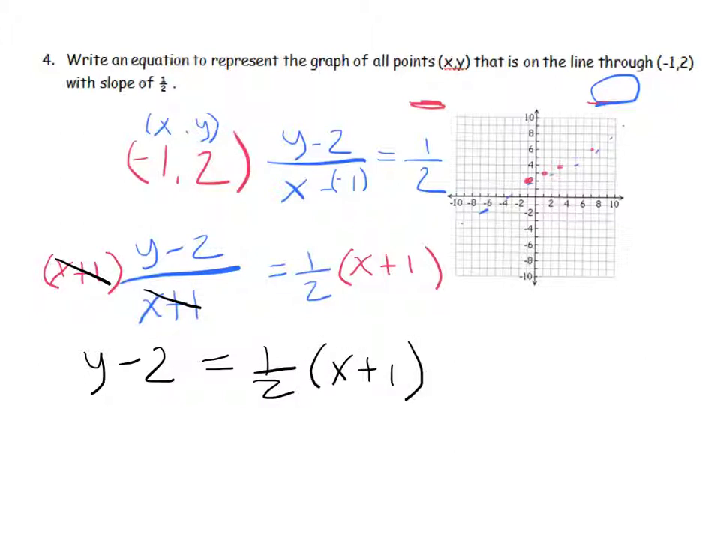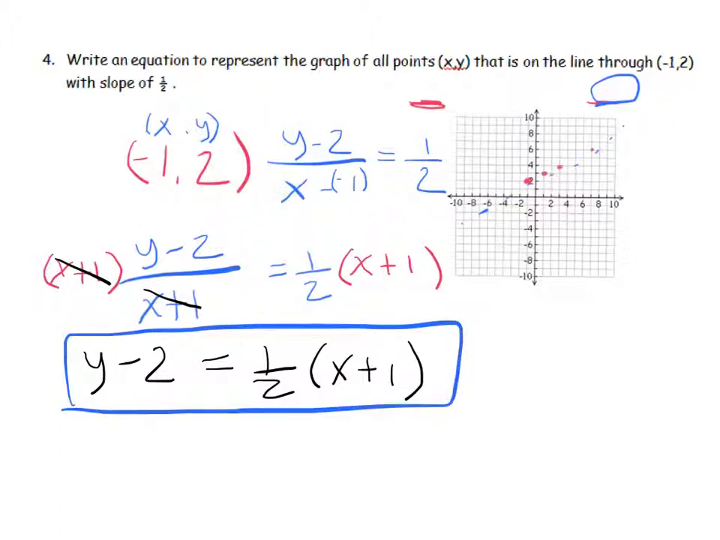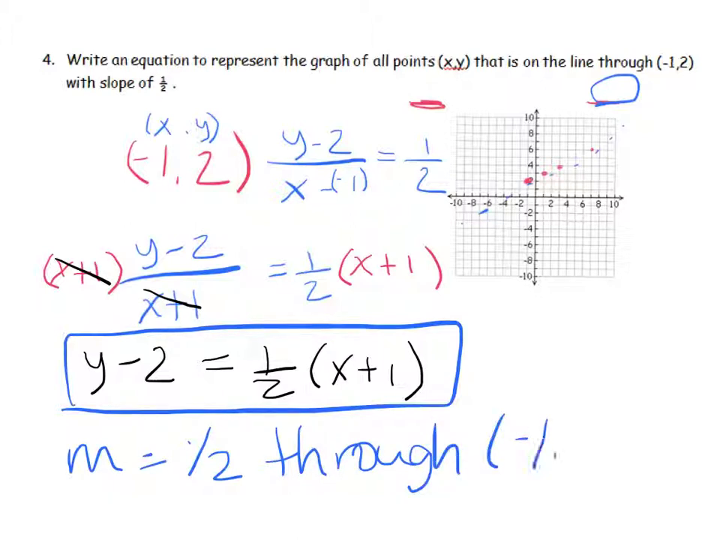x plus 1. This equation right here represents the equation of the line with slope 1/2 through the point negative 1, 2. If we take all of the other points that are on this line, for example, 1, 3.